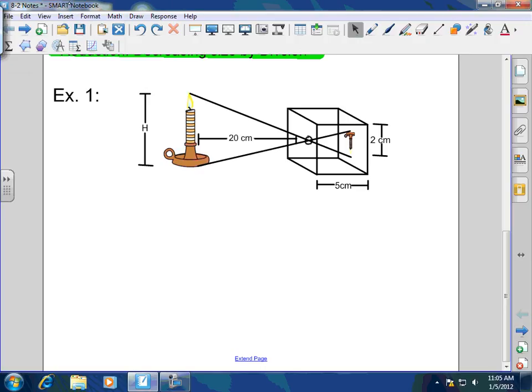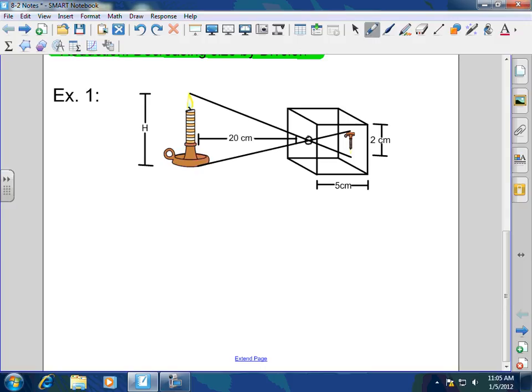All right. Now, let's see how we can apply what we just learned about similar figures. In this first example, it's in your book on page 332. It says a pinhole camera produces a reduced image of a candle. The size of the image is proportional to the distance of the candle from the camera. Given the measurements shown in the diagram, find the height of the candle. Okay.